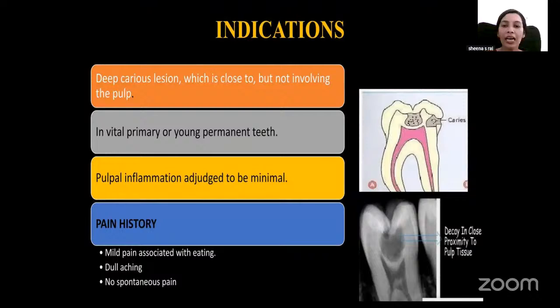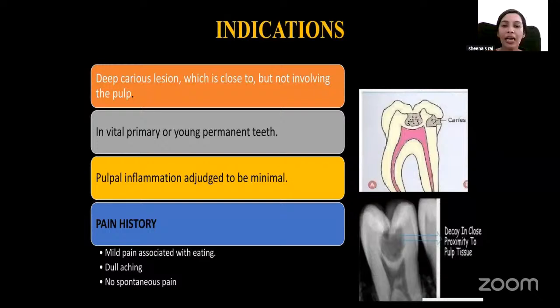Second, in a vital primary or young permanent tooth, we can do it when pulpal inflammation is minimal. That means there should be no periapical change, and no radiographic change. There should be no signs from the patient saying that he is having pain during chewing, like a dull aching pain. The symptoms of pain should not be there, and the patient should not say that he or she had any pain. That is the indication for indirect pulp capping.